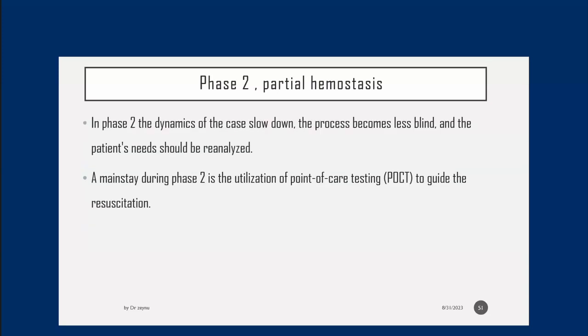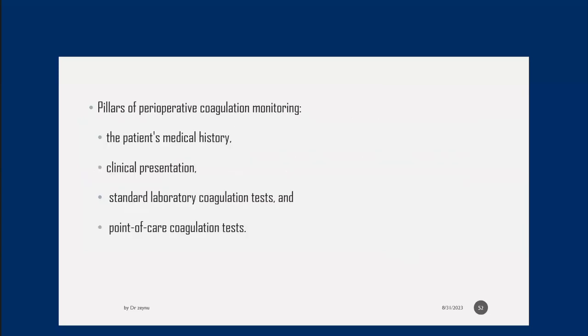So coming to phase 2, which is called partial hemostasis, it can happen in the operative theater and ICU as well. In phase 2, the dynamics slow down, the patient becomes a little bit stabilized, the process becomes less blind, and the patient should be reanalyzed. So the mainstay during phase 2 is the utilization of point of care testing of coagulopathy to guide resuscitation.